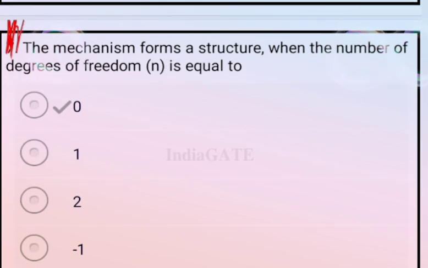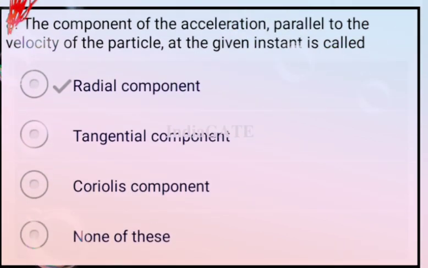Now come to the next. The mechanism forms a structure when the number of degrees of freedom n is equal to 0. So option A is your correct answer. Now come to the next question. The component of the acceleration parallel to the velocity of a particle at a given instant is called the radial component. So option A is your correct answer.